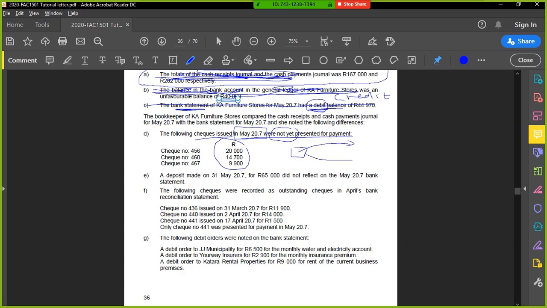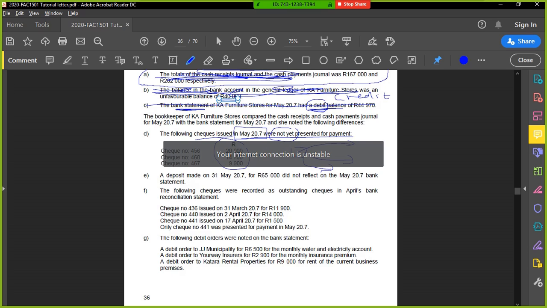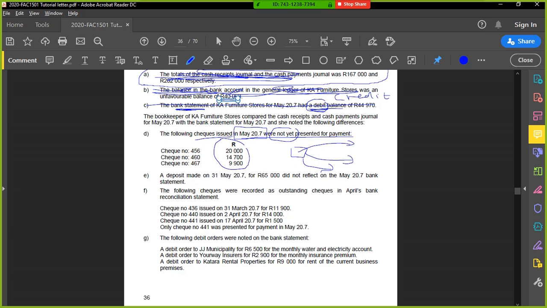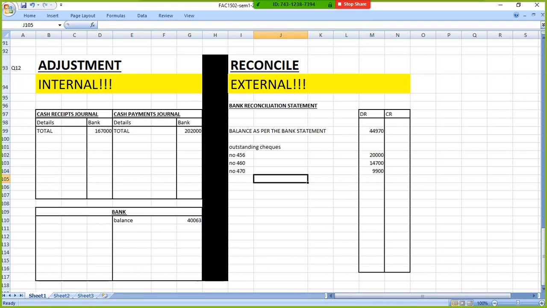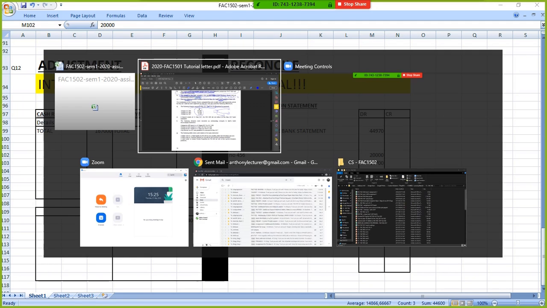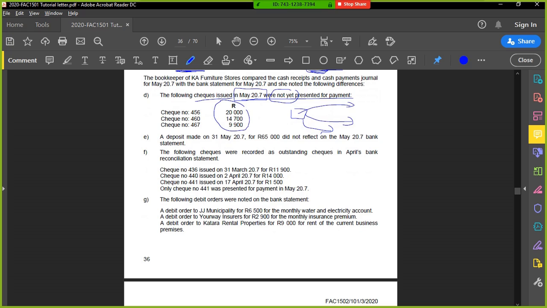You wrote it out to 3 people. Have those people presented those checks for payment? No, they haven't. Is that okay? Yes, got it. Thank you. All right, so when it goes off, eventually it will be debited. Okay. E, a deposit made on the 31st of May for 65 did not reflect in the bank statement.